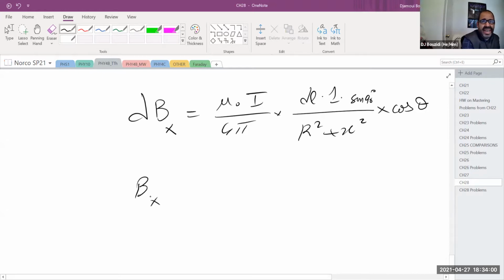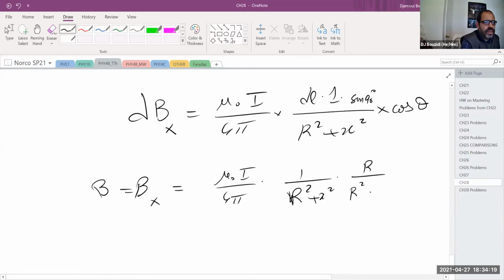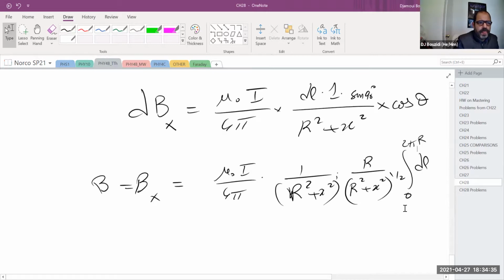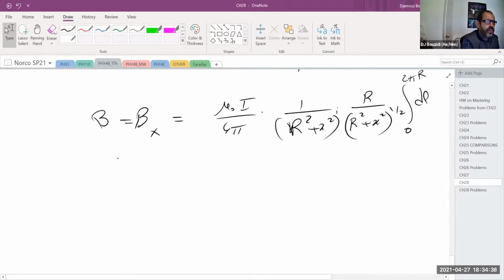So Bx then, which is the entire B, by the way, because there is no other B in the y and z direction, is equal to 0, actually, is equal to mu naught I over 4 pi times cosine of theta, and cosine of theta, let me write this expression first of all, 1 over r squared plus x squared times r over r squared plus x squared to the power 1/2. And this is to the power 1, by the way. That's what that means. Times the integral of dl from 0 to 2 pi r. Okay? Obviously, this is just 2 pi r. Okay? Times r, that's 2 pi r squared. And we are in business.